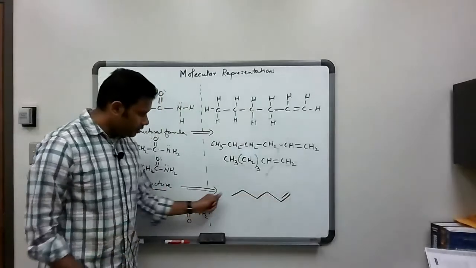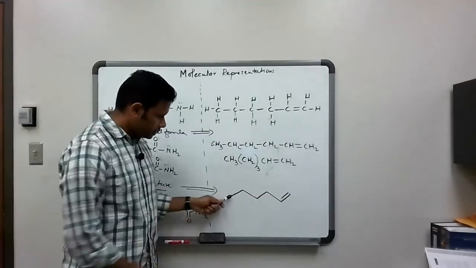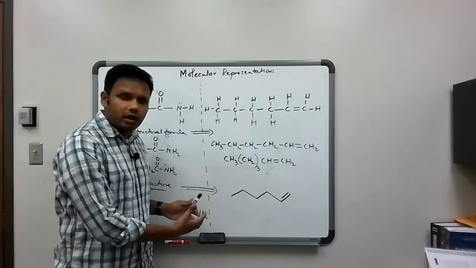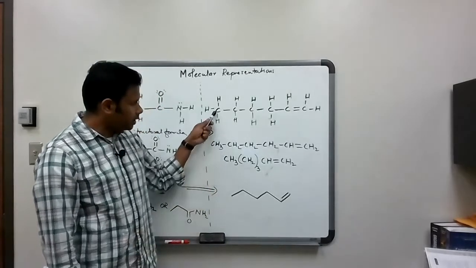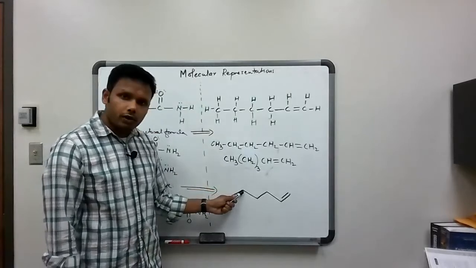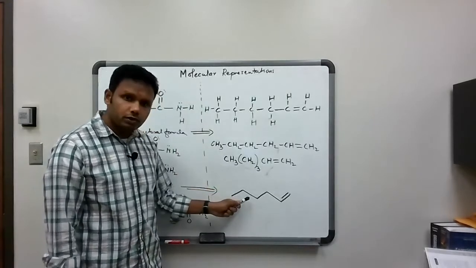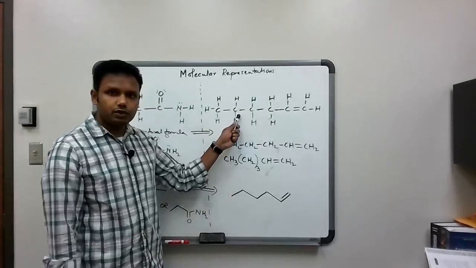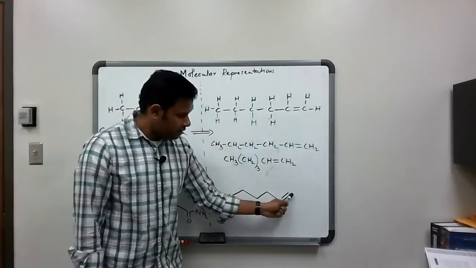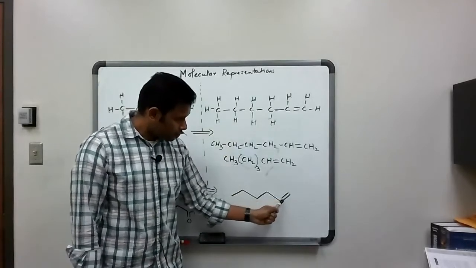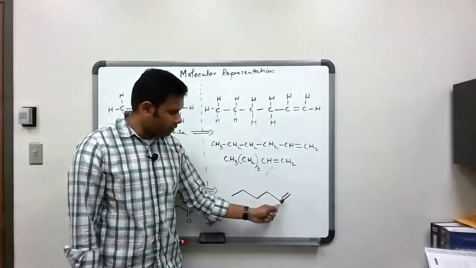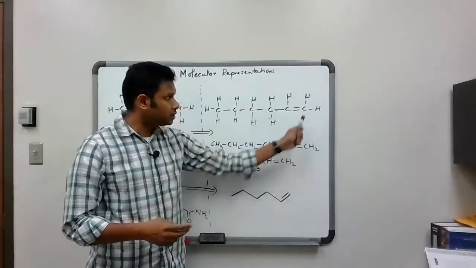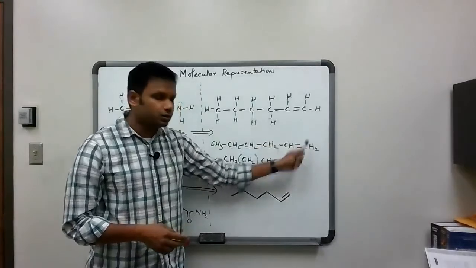And how do we read this? This endpoint here has 1 bond to it. So it must have 3 hydrogens to it. So it's a CH3 group. This corner has 2 bonds to it. So it should have 2 more bonds to it. It is a CH2 group. This endpoint over here has a double bond to it, which means it has 2 more hydrogens to it. So it is a CH2 group.